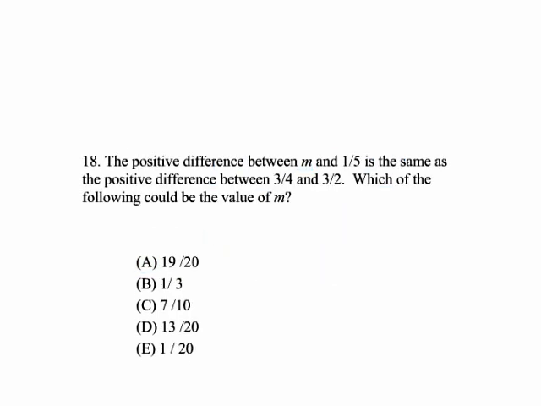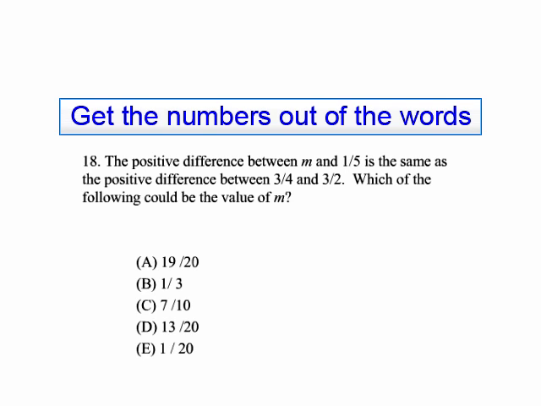Remember, word problems open up if you get the numbers out of the words and start working with them. In this question, we're told that the positive difference between m and 1/5 is the same as the positive distance between 3/4 and 3/2. Which of the following could be the value of m?